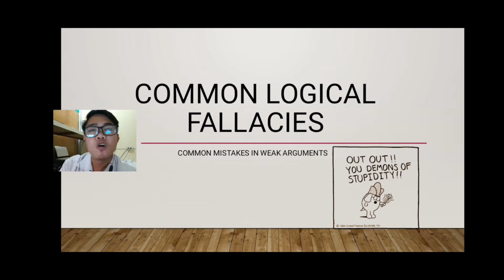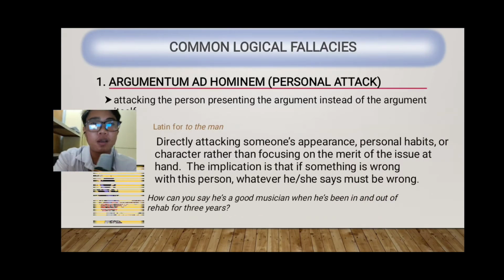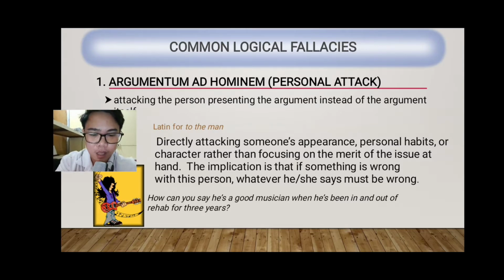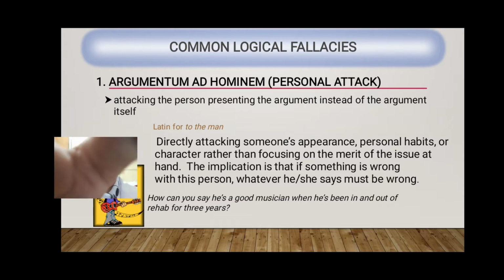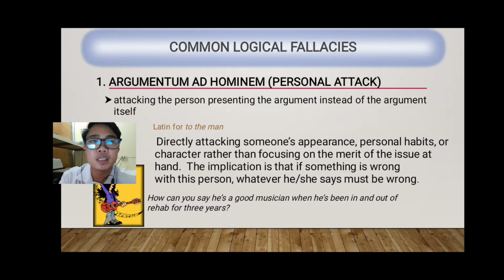Of course, the first one is what we call argumentum ad hominem. Argumentum ad hominem is also known as personal attack, because it is attacking the person presenting the argument instead of the argument itself. It is actually Latin for "to the man." It directly attacks someone's appearance, personal habits, or character rather than focusing on the merit of the issue at hand. The implication is that if something is wrong with this person, whatever he or she says must be wrong.